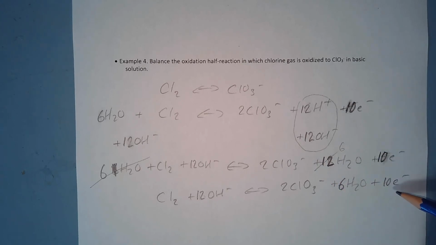Okay, half reactions should always include electrons. Okay, so that's part of the oxidation reduction that's occurring, right? So here you're losing 10 electrons, which is why it's an oxidation.